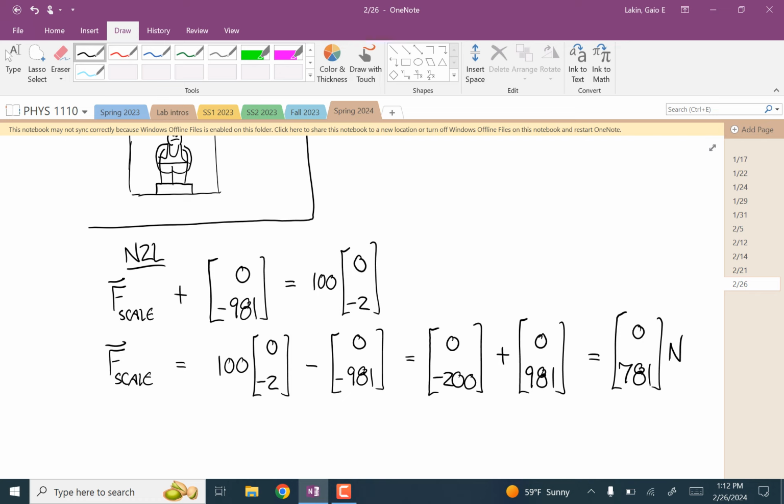Any questions about that? Okay, that's all for now. That felt like a lot today. But I'll give you a couple of problems to work on. And we'll just keep working through different types of force next time.